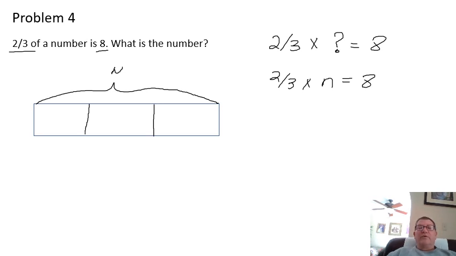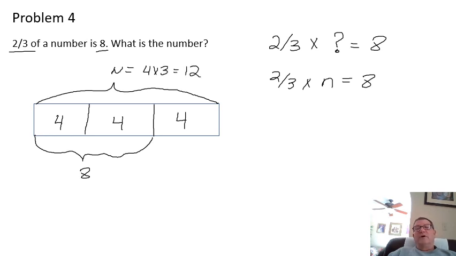So I can split this up into thirds. And I know that 2/3 of it is equal to 8. Well, now it's easy for me to see that to be 8, each one of these thirds has to be 4. And that means the last one has to be 4. That means the total, which we have represented by n, would have to be the sum of all 3. So n would equal 4 times 3, which gives us 12. So the number is 12.